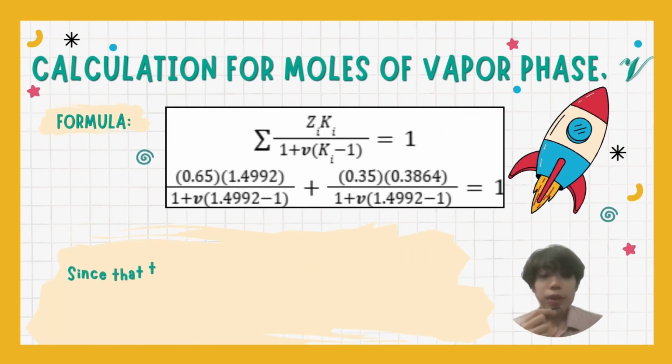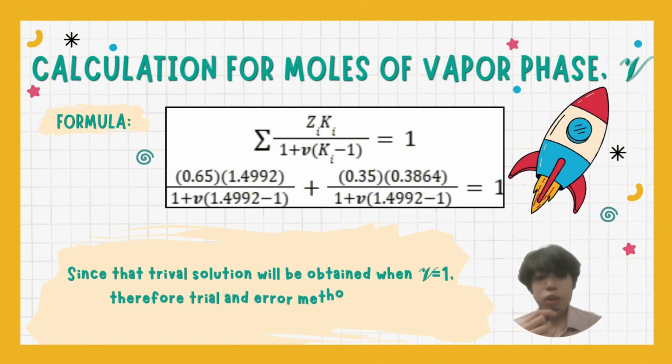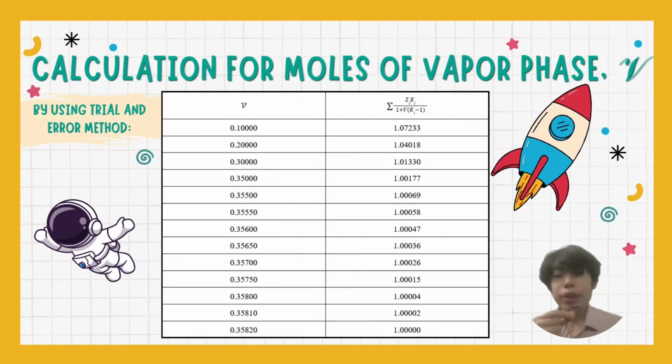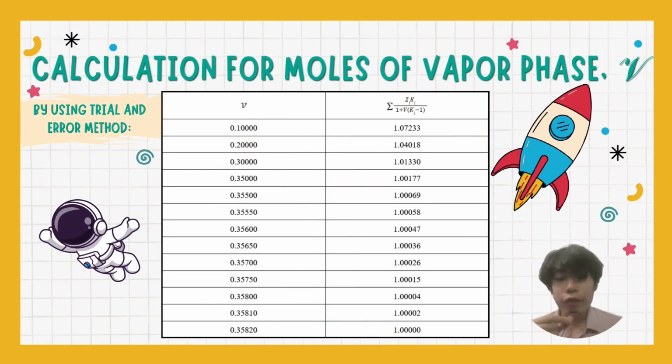So now we move on to the second step of the flash calculations, which is the calculation for the mole of vapor phase V. We have the formula: the summation of Zi Ki over 1 plus V times Ki minus 1 is equivalent to 1. From here, we can see that for both of the components, we will try to find the value of V. But since the trivial solution will be obtained when V equals 1, the trial and error method is used to obtain a value of V between 0 and 1. Hence, by using the trial and error method, we get a value of V equal to 0.3582, which also allows the summation to be equivalent to 1.